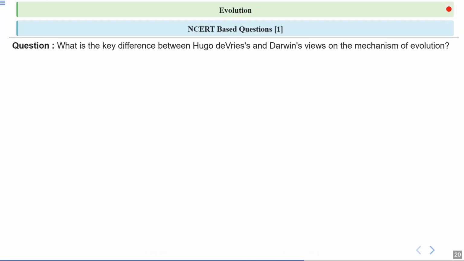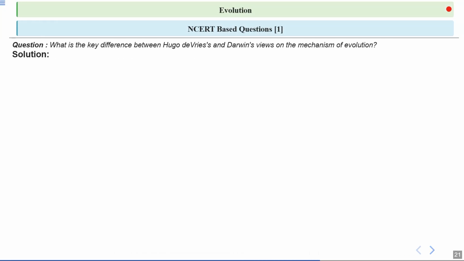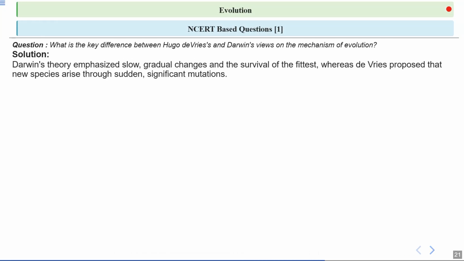Let's discuss some NCERT based questions. So first question is, what is the key difference between Hugo de Vries and Darwin's view on the mechanism of evolution? Okay, what will be the answer here? Let's discuss the answer. Darwin's theory emphasized slow, gradual changes and the survival of the fittest, whereas de Vries proposed that new species arise from sudden and significant mutations.